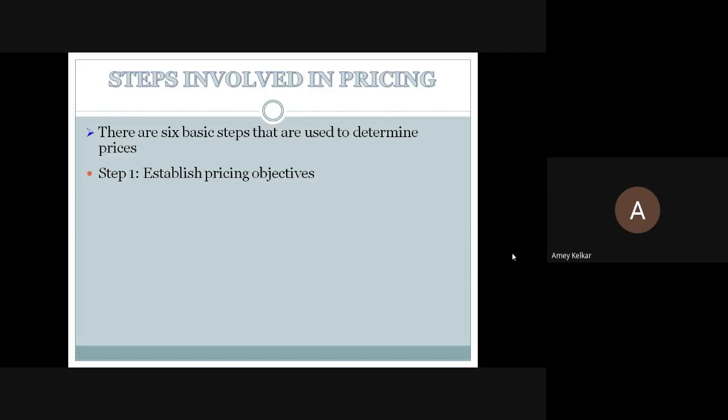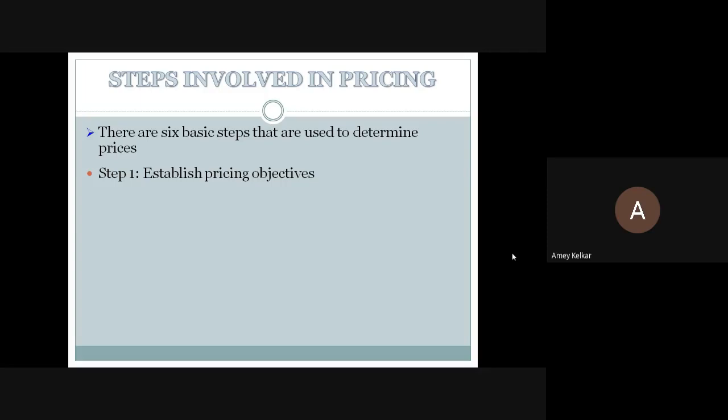Thank you. When you start establishing the pricing objectives, the first is profit. You should have a clear idea of the product you are going to introduce and how you can gain profit. More profit or less profit depends on various other things, but the main objective of establishing the price will be gaining profit.